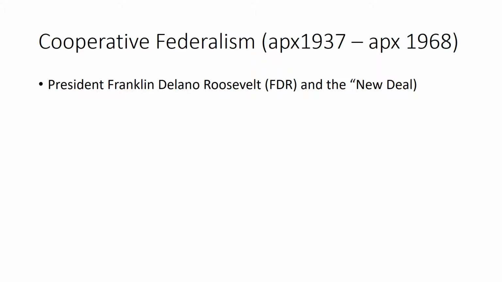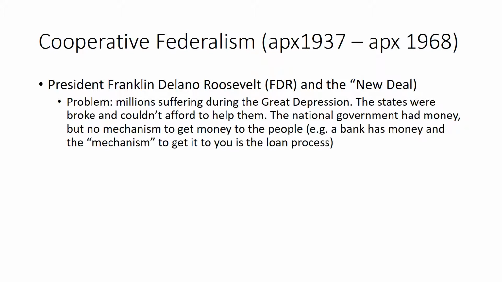Anyway, the fall of dual federalism and the rise of cooperative federalism: FDR and the New Deal. So the Great Depression just destroyed the economy and put millions and millions of people out of work. They were literally starving to death. The states were broke. They couldn't help the people in their states. The national government had money, but no way to get people the money.